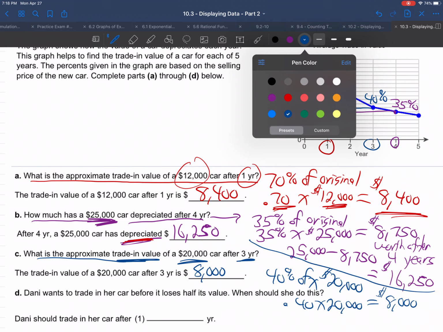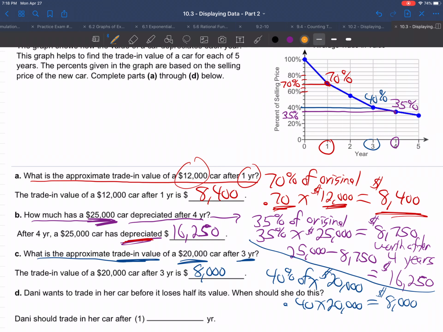Finally, part D is asking us, Danny wants to trade in her car before it loses half its value. When should she do this? Danny should trade in her car after how many years? So when does it drop below 50%? Where's 50%? 50% is right on this line, isn't it? That's the half. And where's that hit? Right there between 2 and 3 years. So it crosses that line.